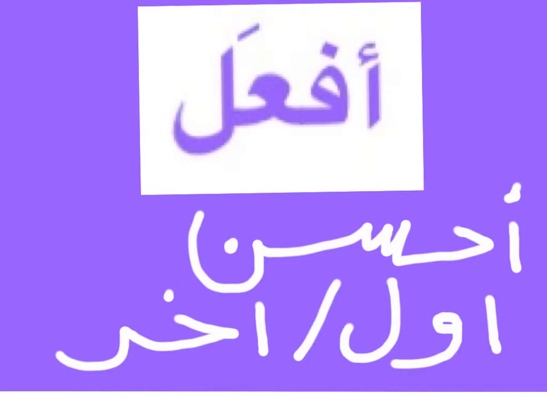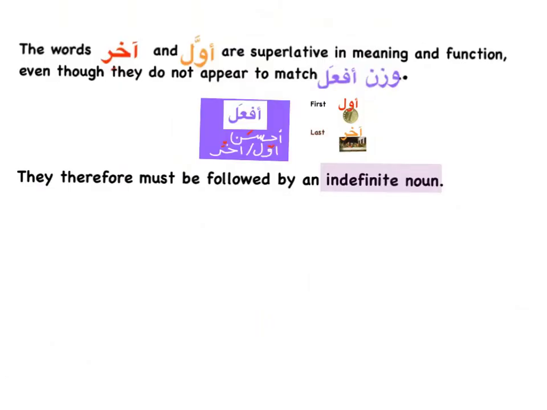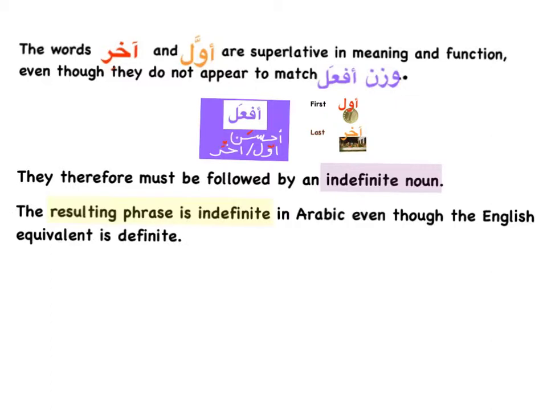They don't have the same vowels because أول and آخر differ from أحسن. So they act the same, they do pretty much the same thing, but they are not from the same family. Since they act like a superlative and give the meaning of a superlative, they must be followed by an indefinite noun. So they don't have the same form, but they get all the perks.